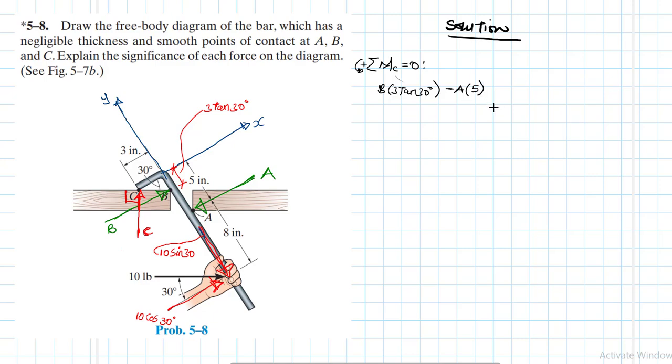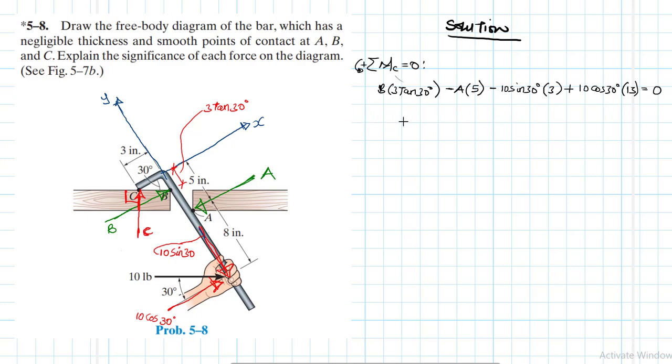And then I have another clockwise of 10 sine 30, which is 5, but I'll write it like this: 10 sine 30 by 3. And then I have the anti-clockwise of 10 cos 30 by 8 plus 5, that is a 13, right? It's a 13. What else? I think basically that's about it, is equal to 0.